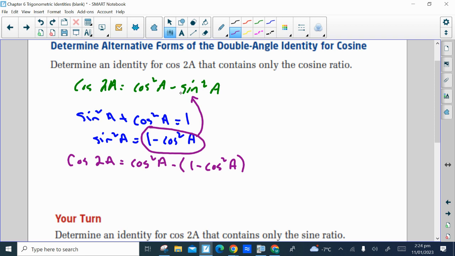I'm replacing the sine squared A up here with 1 minus cos squared A. When you remove the brackets, all the signs inside change. The 1 will become negative, the cos squared A will become positive, and now you have 1 cos squared A plus another one, which is 2 cos squared A minus 1. This is a second variation of the cos 2A identity. This is our first one. Now we have a second one.